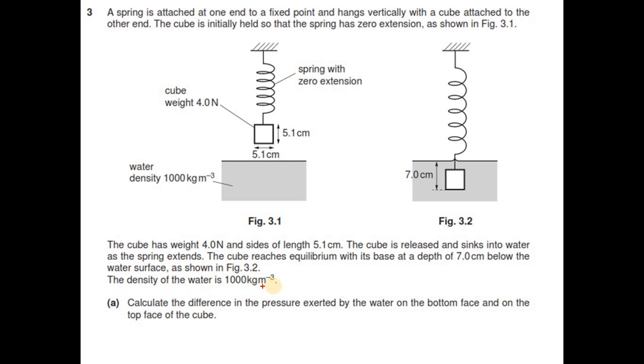The density of water is 1000 kg per meter cube. Calculate the difference in the pressure exerted by the water on the bottom face and on the top face of the cube. So pressure exerted by water. If you recall, if some object is immersed in a fluid, and this is the depth d, then the pressure on this object at the top surface, or whatever the distance is, is equal to rho g h.